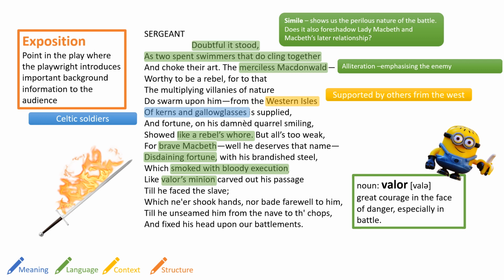Who's he trying to get to? MacDonald, till he faced the slave. The slave here is MacDonald, who didn't even have time to shake hands or bid farewell to those who were around him. Macbeth was so efficient, so quick in getting to him. And what did he do when he got to him? Well, this is a gruesome image. He unseamed him from the nape to the chops. He chopped him, unzipped him from his belly button all the way up to his chin, and then fixed his head upon the battlements. A gruesome image to show us not only Macbeth's bravery, but also his brutality.